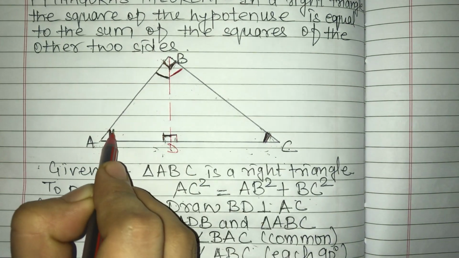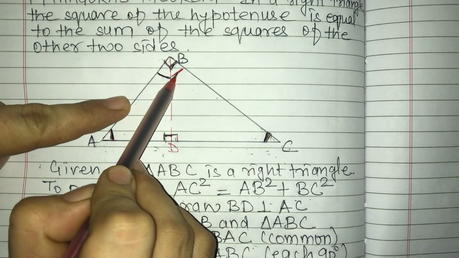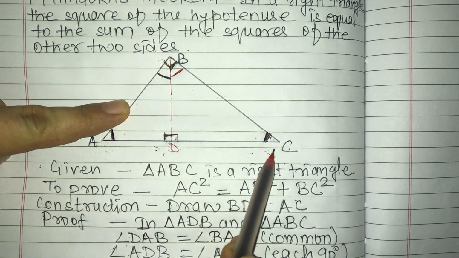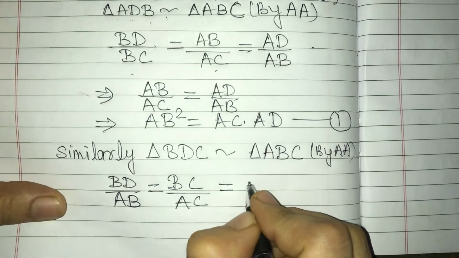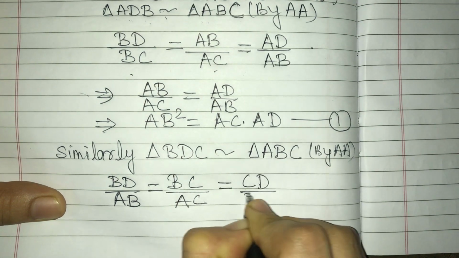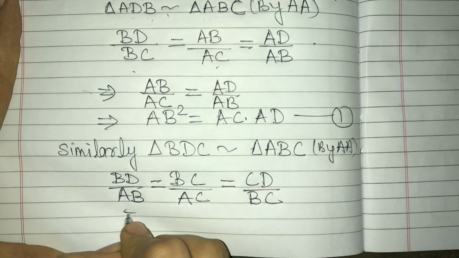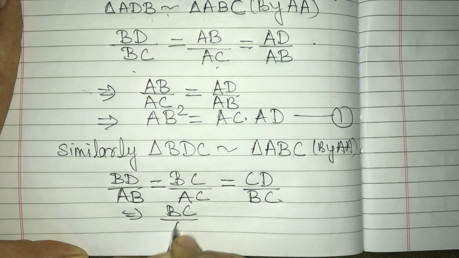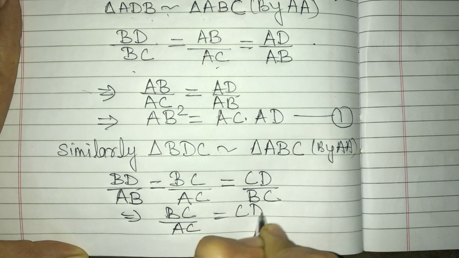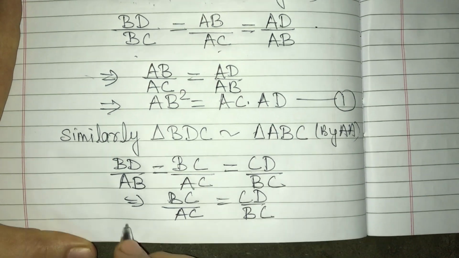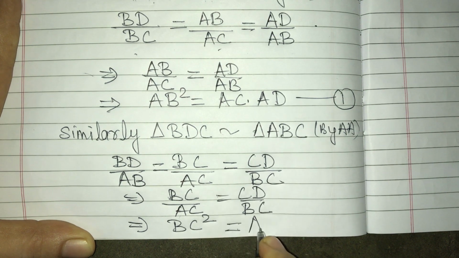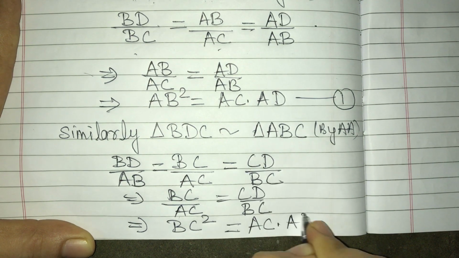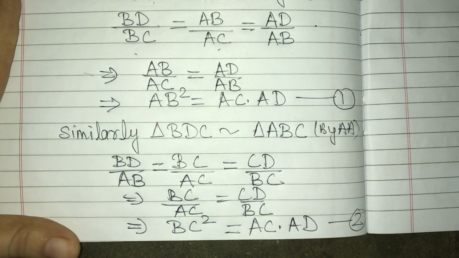This angle is equal to this angle. So the side opposite to this angle in the smaller triangle is CD, and the side opposite to this angle is BC. So we have CD upon BC. Again from here we get BC upon AC equals CD upon BC. Just cross multiply it, so we get BC square equals AC into CD. This is the second equation which we get.